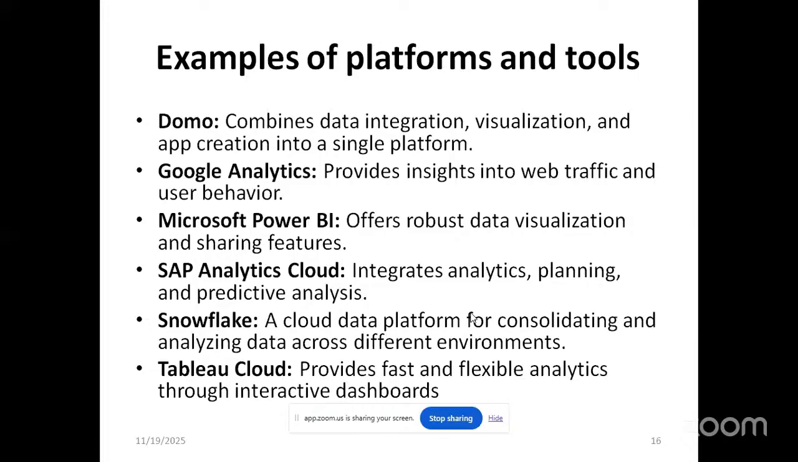Some examples of platforms and tools. An important platform is Domo, which combines integration, visualization and application building into a single platform. See the next one.